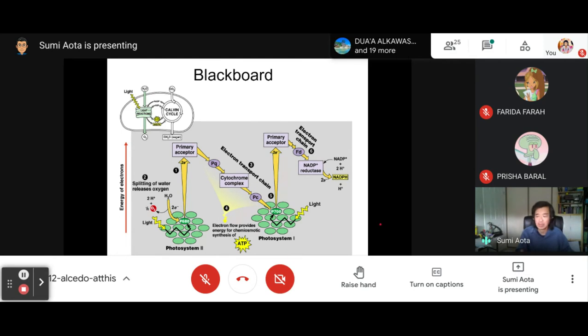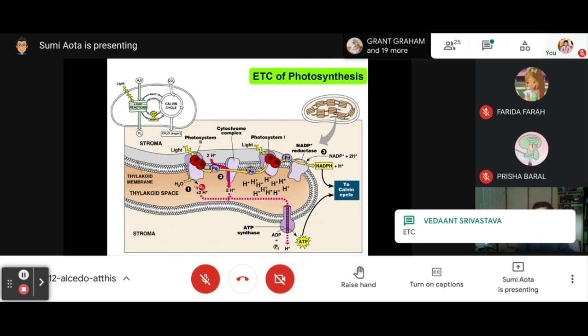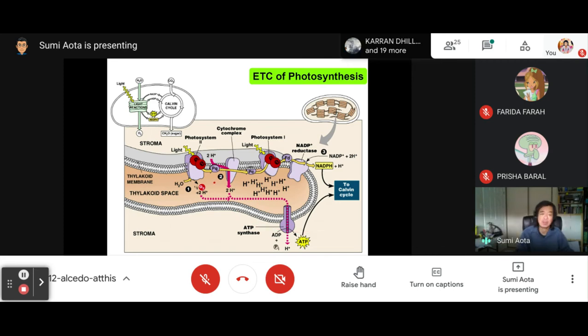But let's look at how this chemiosmosis actually works. This is the electron transport chain of photosynthesis. It should look somewhat familiar. What's it look like? Electron transport chain in mitochondria. Similar to the mitochondria, you've got protein complexes embedded into the membrane, an ATP synthase, a hydrogen ion gradient, and an electron transport chain.